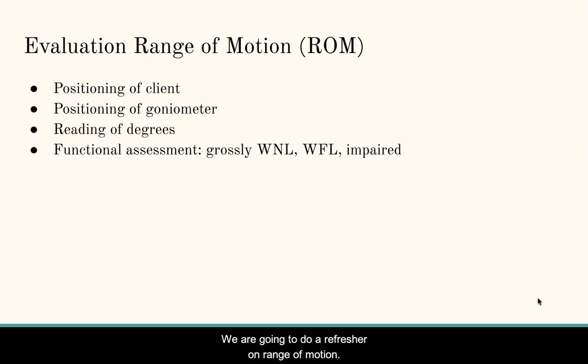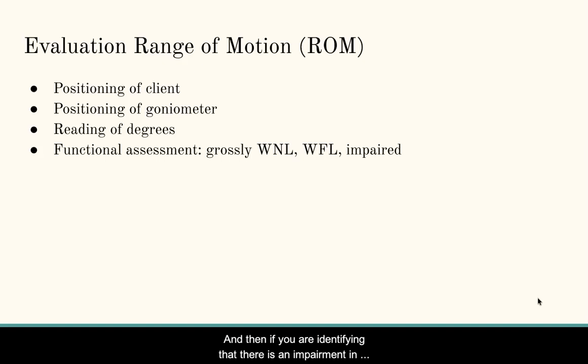We are going to do a refresher on range of motion. So just a refresher for you, positioning of the client is critical, positioning of the goni, how to read the degrees, and then thinking about your functional assessment as always. And you all will be designing your own 60-second functional or quick and dirty range of motion manual muscle testing assessment, and thinking about a gross estimation of how somebody is performing. So grossly they're within normal limits, grossly they're within functional limits.